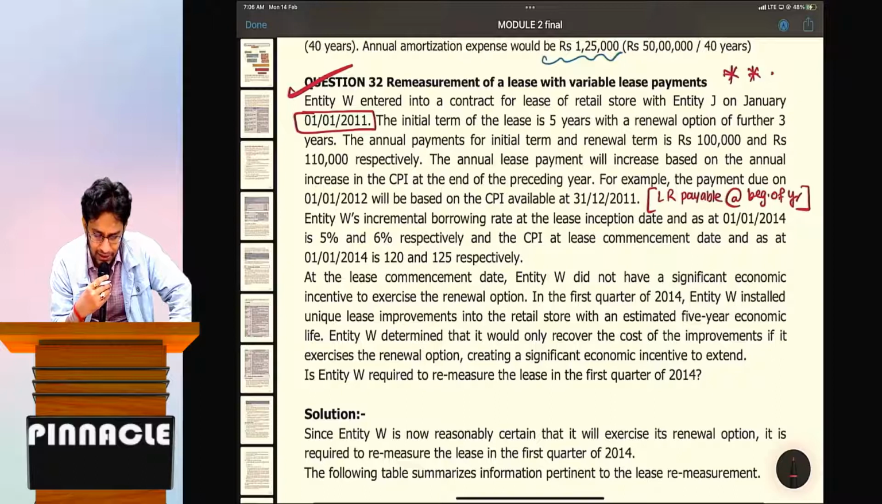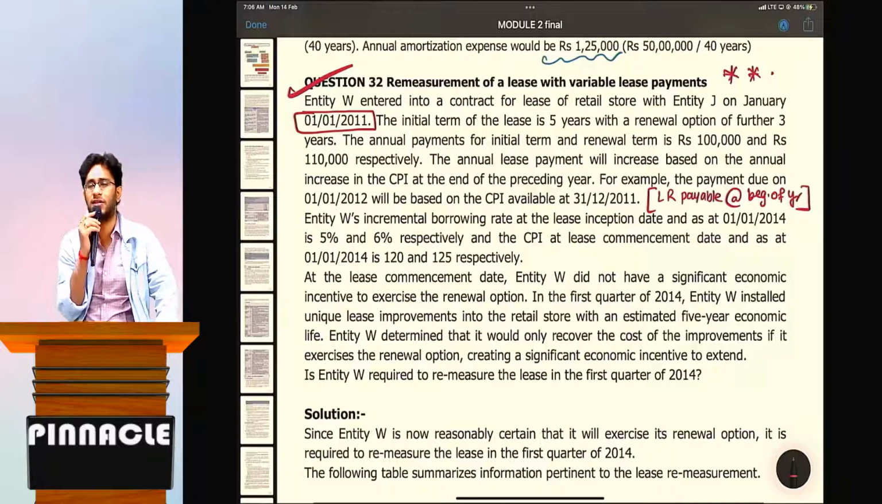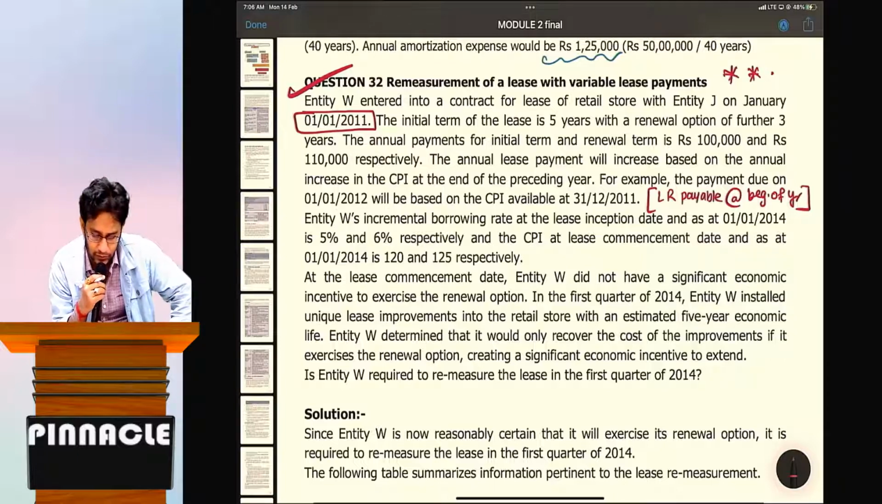Entity W's incremental borrowing rate at the inception date and as at 1/1/2014 is 5% and 6% respectively. Stop there. Inception date means 1/1/2011. 1/1/2014 means how many years? Why after 3 years is he giving you the IBR? We don't know. Let's read. And CPI at commencement date, that is the starting date, and at 1/1/2014 is 120 and 125 respectively. He is also giving you the consumer price index numbers. Why? Don't know. Leave it.